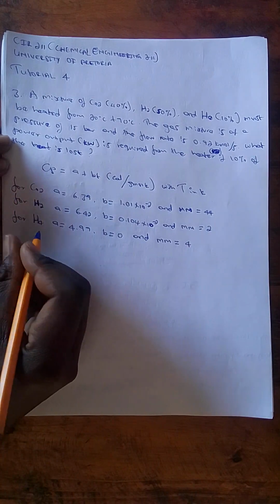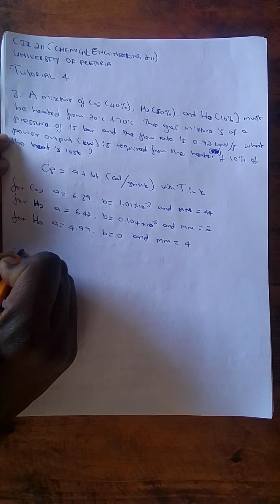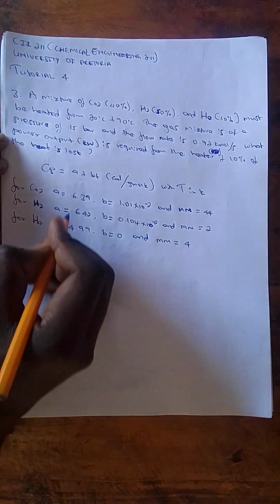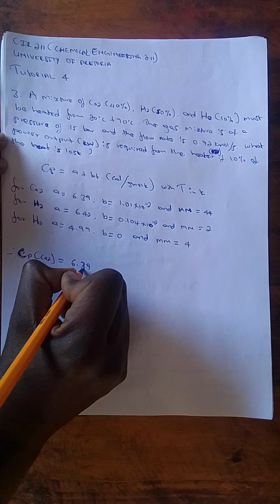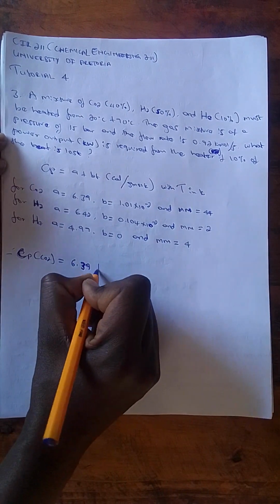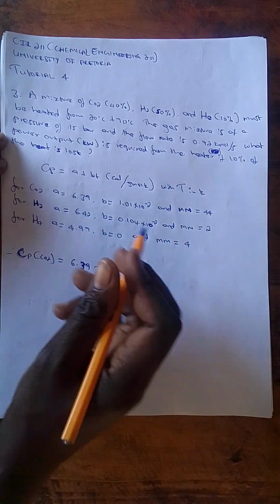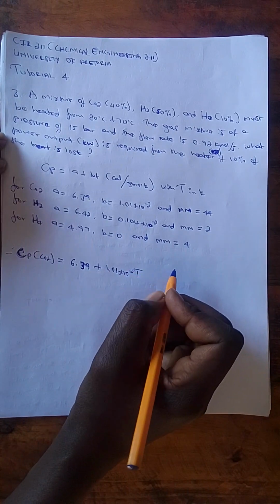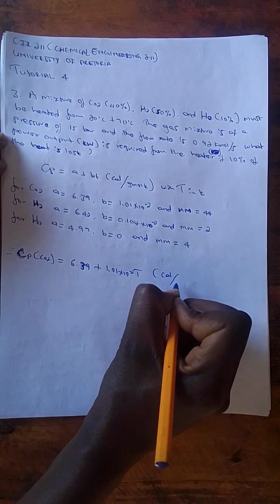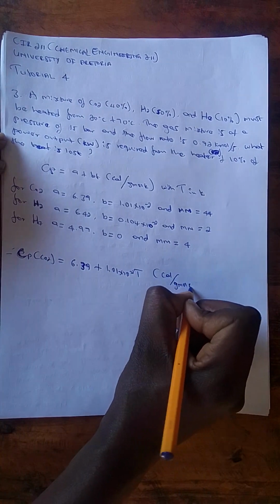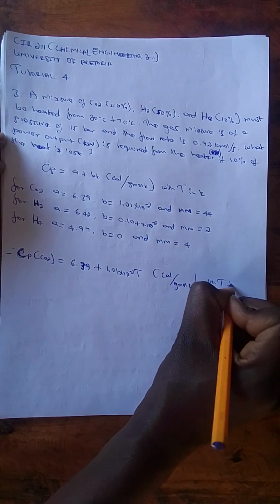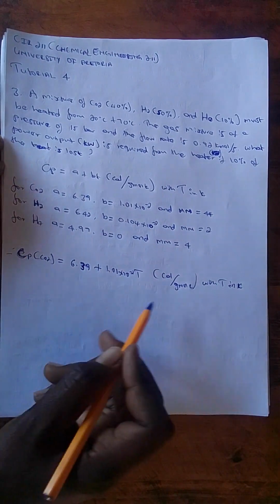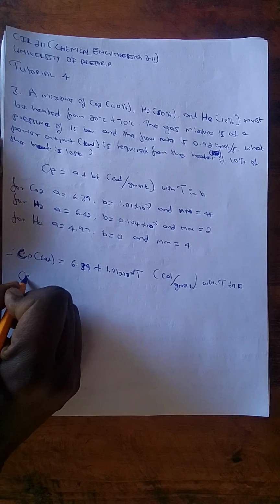Therefore, Cp for CO2 is equal to 6.39, because A for CO2 is 6.39, plus B for CO2, which is 1.01 times 10 to the power minus 2, times T. We can put in brackets that the units are calorie per gram mole Kelvin, with T in Kelvin. So this is the Cp equation for CO2.